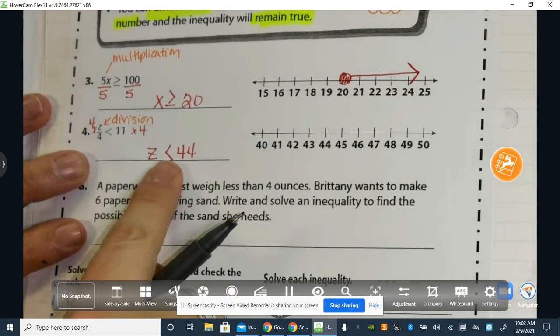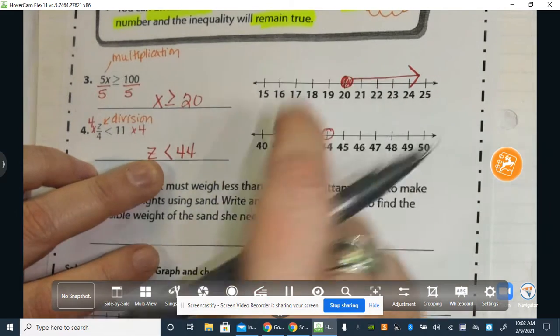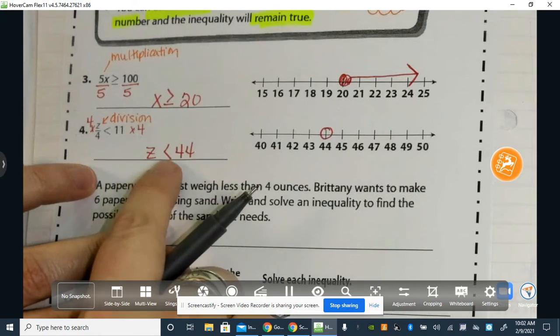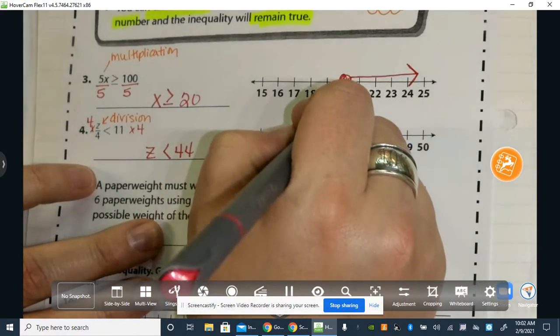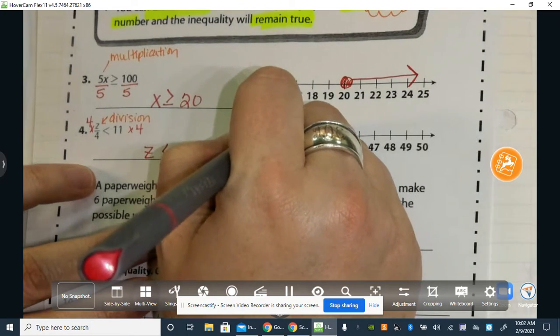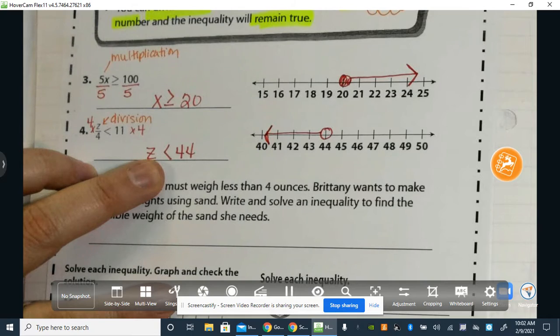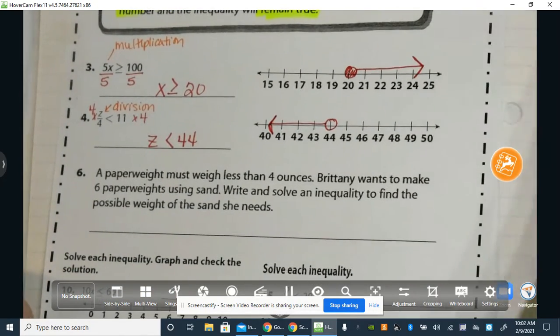And when I graph this, I'm going to find where 44 is on my number line. I'm going to put a circle at it. I'm not shading it in because it's not equal to, and I'm looking for all numbers less than 44. So if I'm looking for less than 44, I'm going to the left. Do you see my arrowhead and my inequality symbol still go in the same direction? All right. Let's look at this word problem right quick.